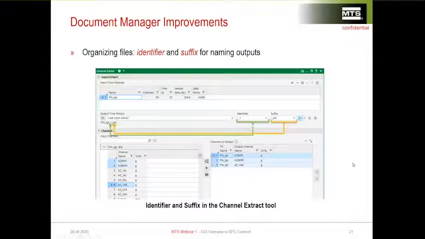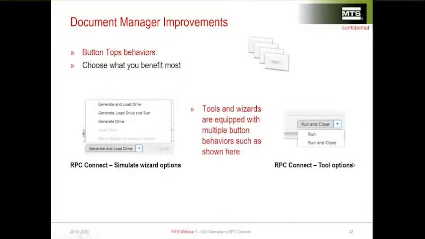Let's go along and have a look at some other nice features. The button behaviors in RPC Pro changed, and in RPC Connect they changed a lot. What we have intended here is buttons with multiple behaviors. Each button which is equipped with this little arrow next to the button itself will have multiple separate behaviors. You can click on the arrow to see if an option is available and choose whatever you like or benefits you most. So you may ask, what is the intent behind that?